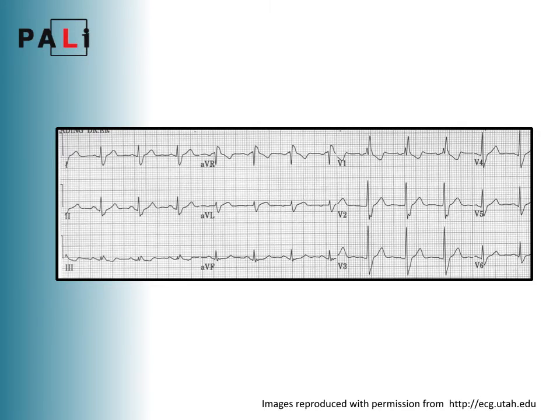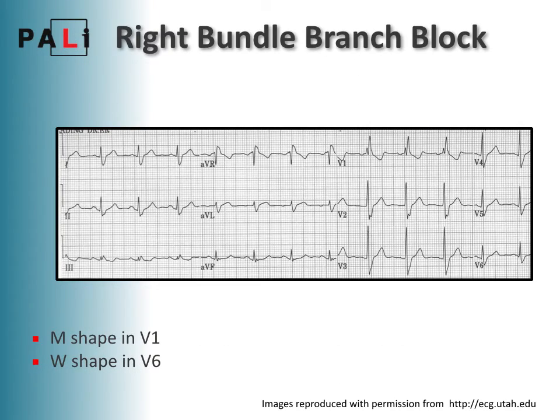Moving on to this ECG, it's really important to use a systematic approach here because the changes here can be quite subtle to see. So what we see here is an M shape in V1 and a W shape in V6. Therefore, this represents right bundle branch block, showing that there is strain on the right side of the heart.